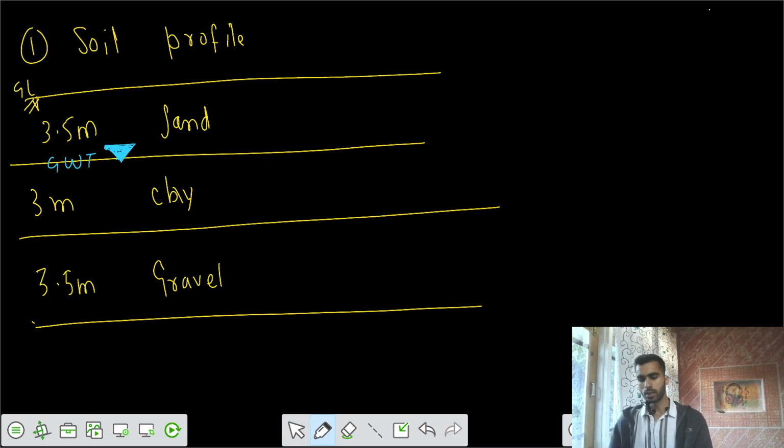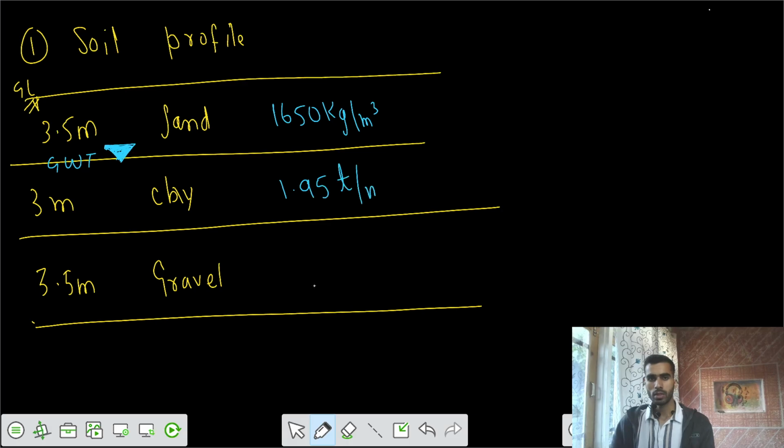The densities, I would say the unit weights of those soils, are given. Let's say this one is 1650 kg per meter cube. This one is 1.95 tons per meter cube. This one is 1925 kg per meter cube.